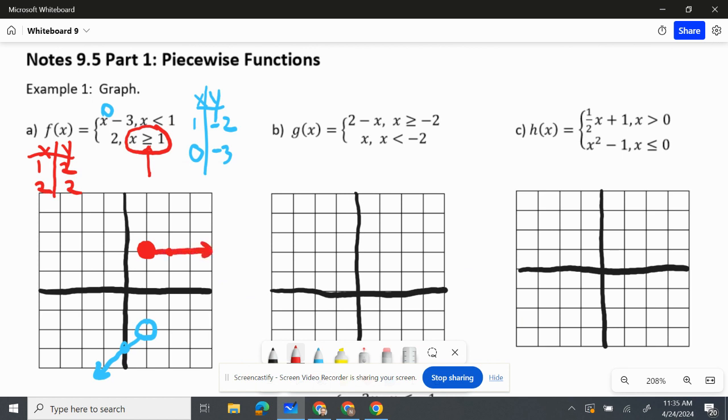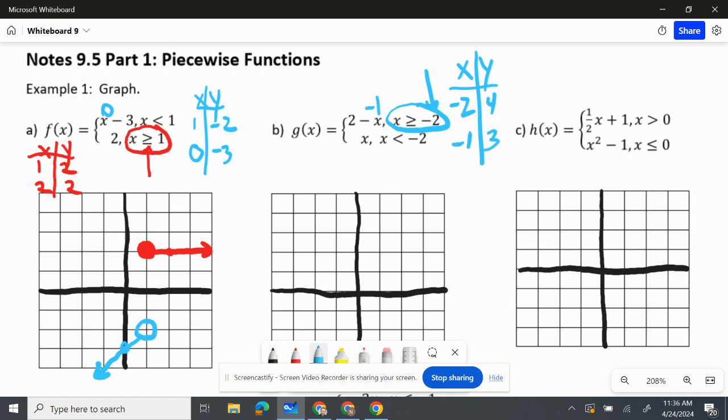For the second one, I'm going to do the same thing. I'm going to start off with my first one. Notice that this is now greater than, so this is going to be on the right-hand side. I have my table of values. I start with negative 2 because that's where my domain starts. When I plug in negative 2, negative negative is a positive, so that would be 4. Then I'm picking a number greater than negative 2, which is negative 1. When I plug in a negative 1, negative negative is a positive, so that would be 3.